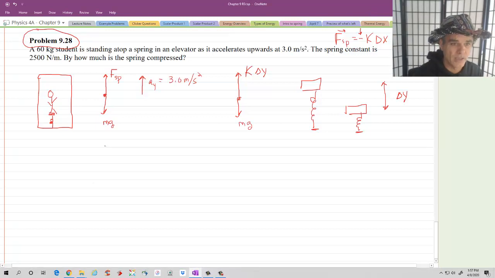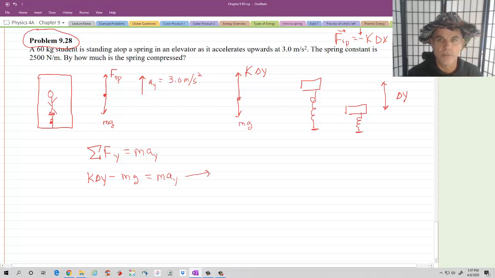So now all I do is apply Newton's second law. Sum of the forces in the y direction equals m a y. Forces in the y direction are force of the spring, k delta y straight up, minus the force of gravity, mg straight down, equals m a y. What are we looking for here? How much is the spring compressed? So I'm solving for delta y.